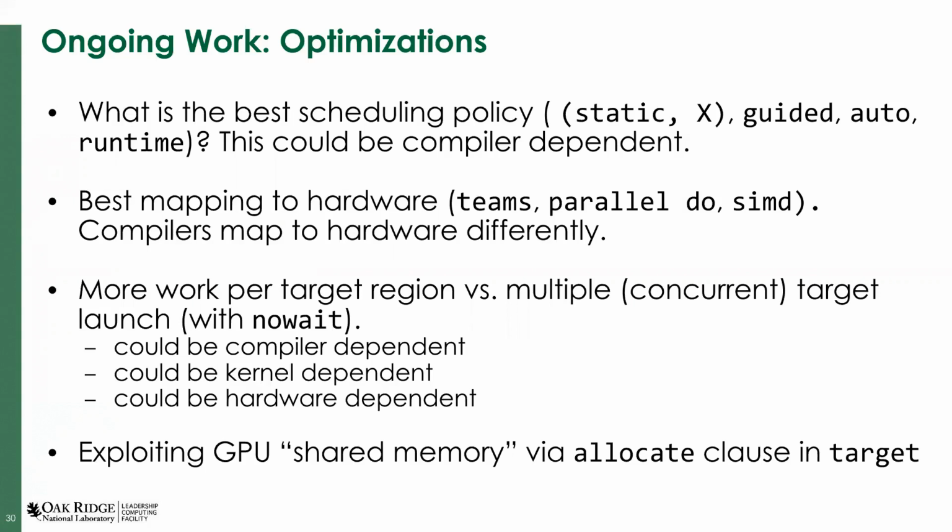And another thing that we continue to test is whether it's better for certain kernels to have more work per target region. So one target, one offload with more work, or we can split up into multiple concurrent target launches with nowait. And again, this can be compiler dependent, kernel dependent, and hardware dependent. And that's something that we continue to work on. With the allocate directive, we can also now start being more explicit in exploiting GPU shared memory.